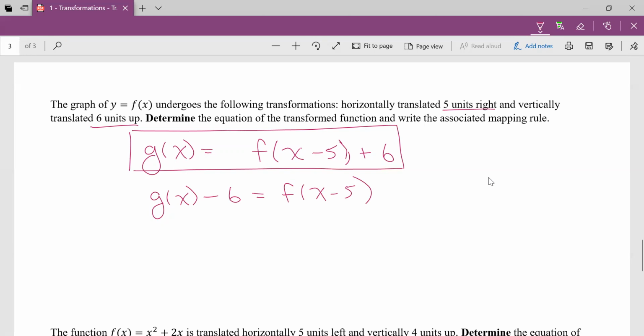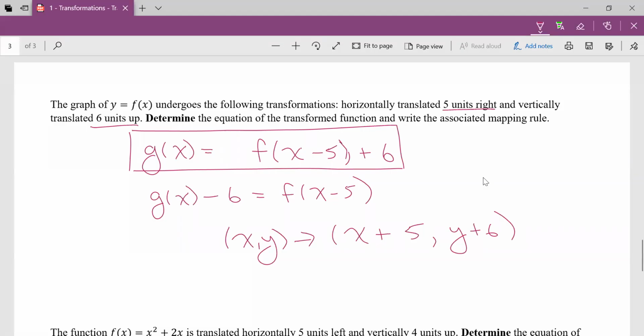Now, write the mapping rule. Map any point x, y. So I'm going to go 5 units right. Well, here's the thing. I'm not going to put minus 5, because my map, I'm going to do exactly as I told. I'm not going to give someone a map to my house and say, go 5 blocks east when I really meant go 5 blocks west. So I'm going to add 5 and I'm going to go up 6. So there's how we write our maps.